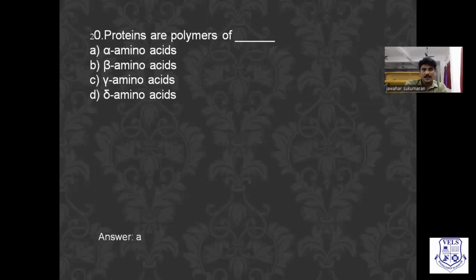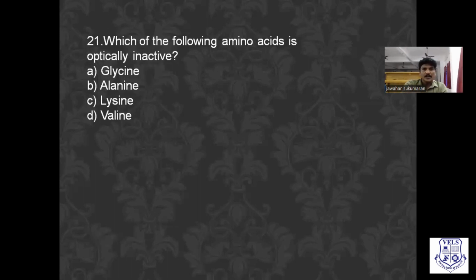Which of the following amino acids is optically inactive? A. Glycine, B. Alanine, C. Lysine, D. Valine. Glycine is the only naturally occurring alpha amino acid that is optically inactive. This is because the alpha carbon of glycine has two hydrogen atoms attached to it. So glycine is the correct answer.